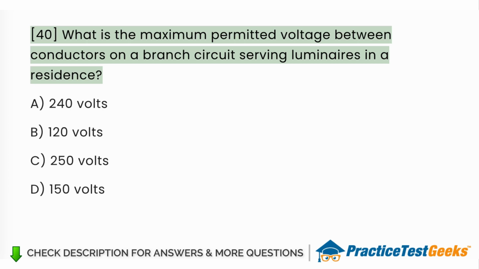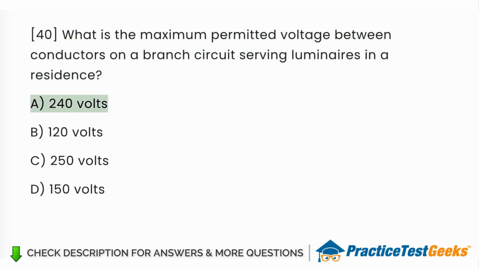What is the maximum permitted voltage between conductors on a branch circuit serving luminaires in a residence? A. 240 volts. B. 120 volts. C. 250 volts. D. 150 volts.